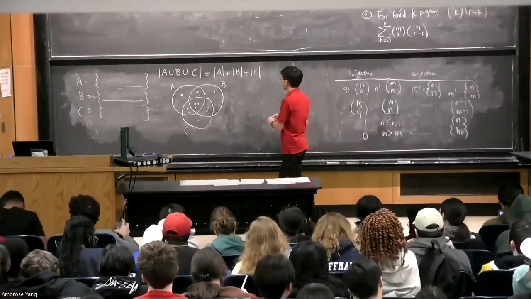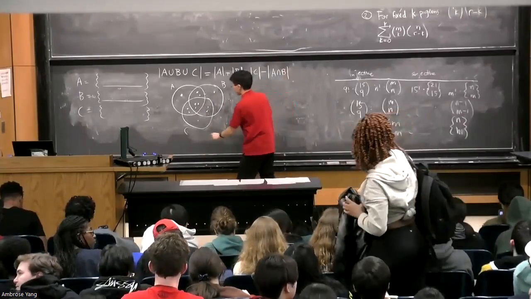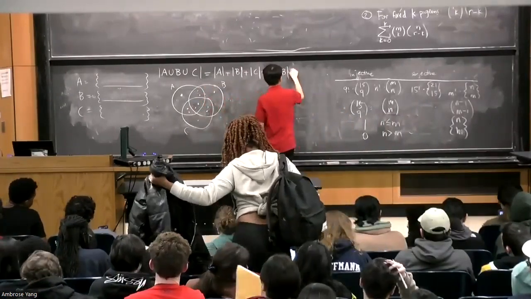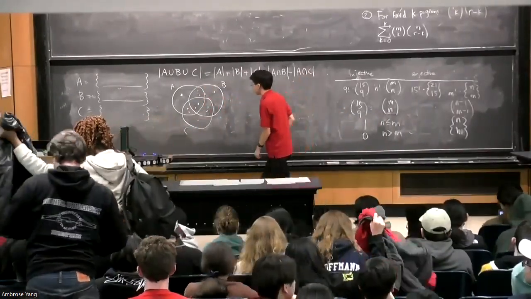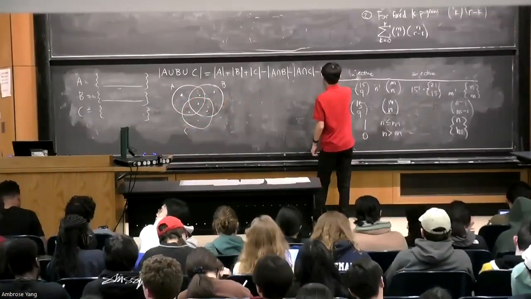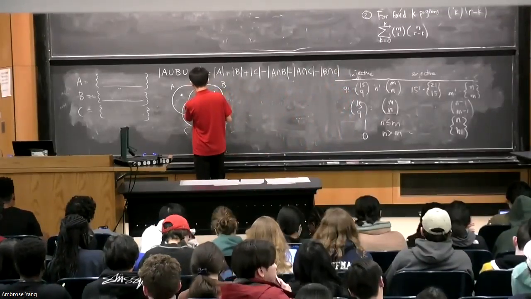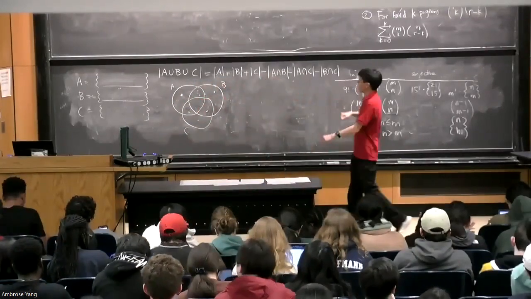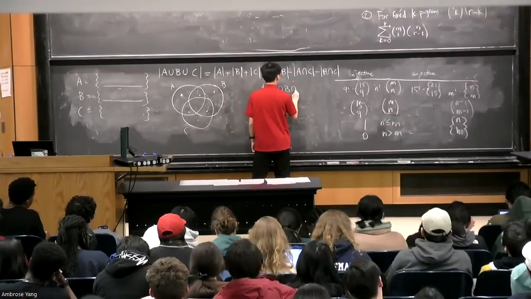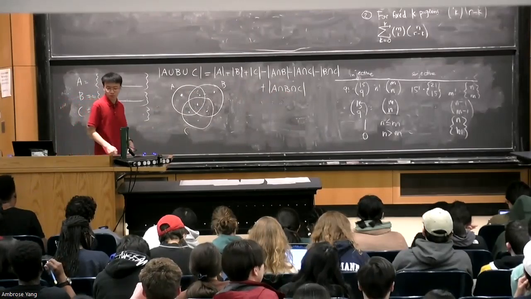What do I do from here? I'm going to take away 1 inside A intersect B. I'm going to take away 1 in here. I'm going to take away 1 inside A intersect C. I'm going to take away 1 inside B intersect C. And so now I've essentially counted everything once, except for the middle. So I add back the middle. And this gives you the way to count everything once.